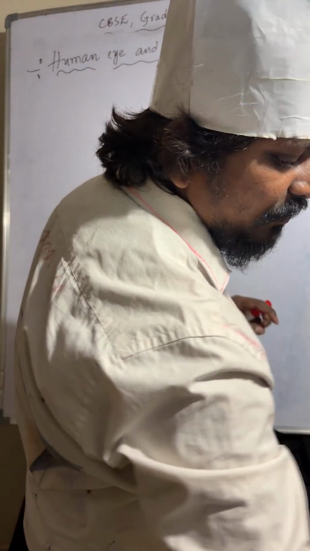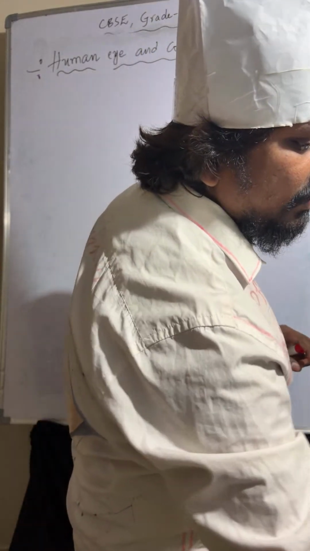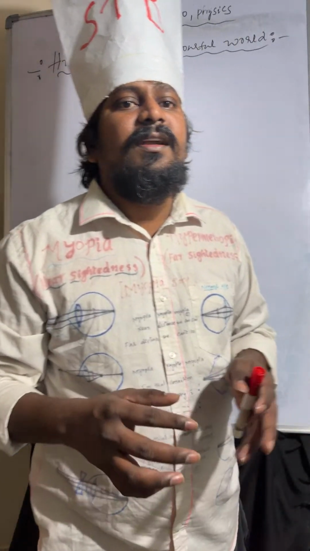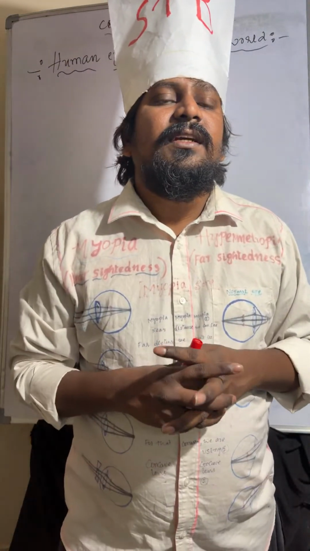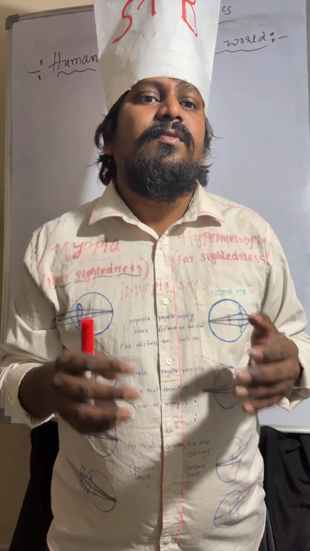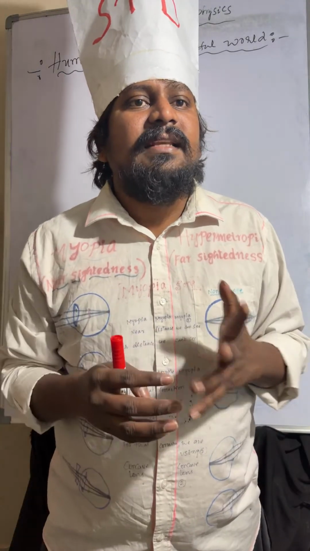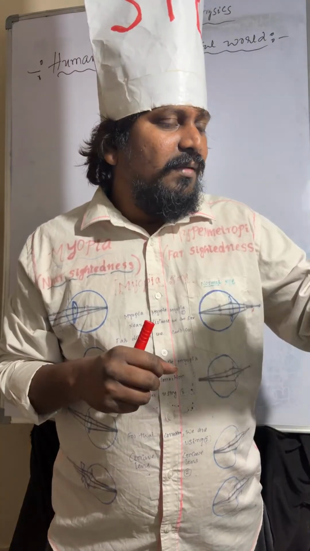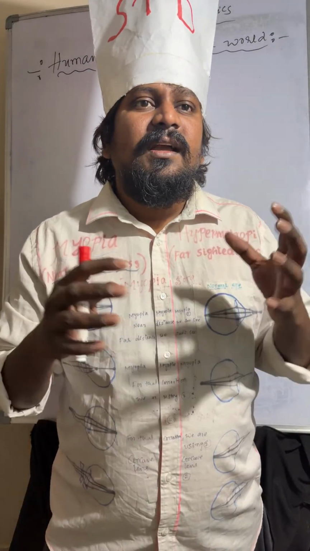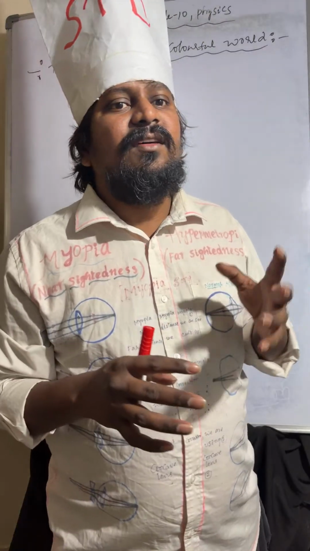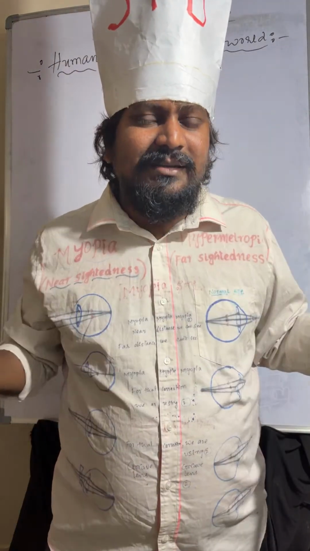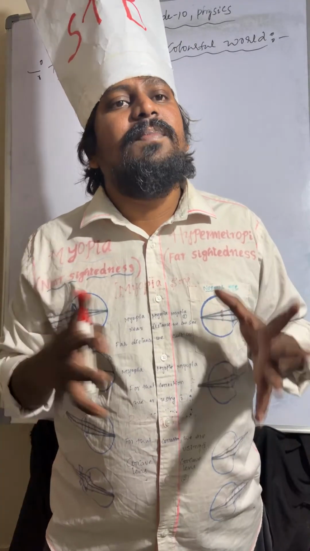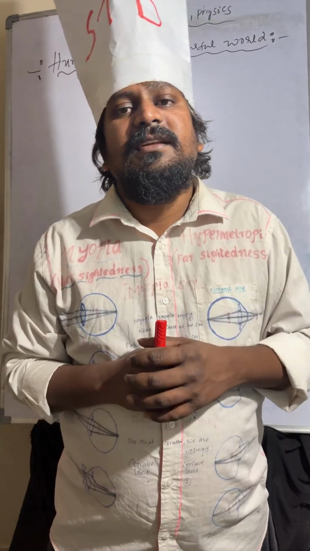So near point and far point. What is the near point and what is the far point? The minimum distance up to which a person can see clearly without any strain is called the near point. For a normal healthy person, the near point is 25 centimeter.